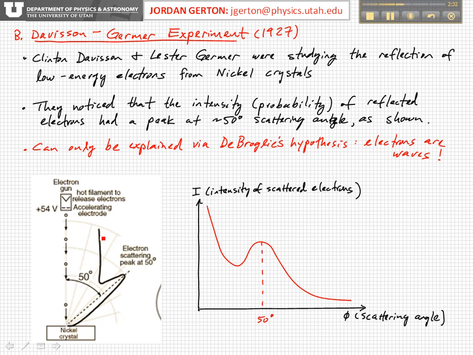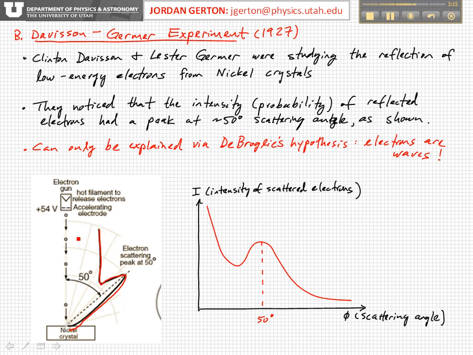And what they found, which is indicated by this darkened curve here, is that the probability or the intensity of scattered electrons actually had a peak at a particular angle for this particular voltage of 54 volts. Okay, so you wouldn't necessarily expect this. You might expect that electrons reflect off the surface in roughly random directions, because the surface isn't going to be exactly perfectly flat, and if you think of them as particles, you'd think that they would bounce in random directions.